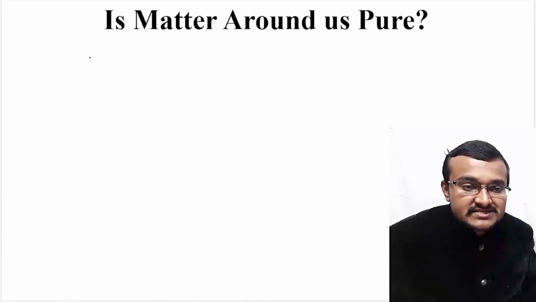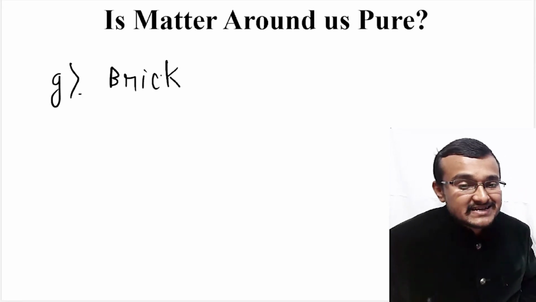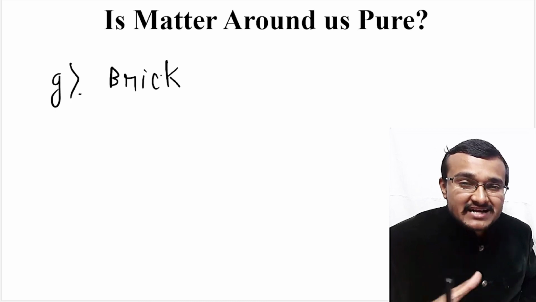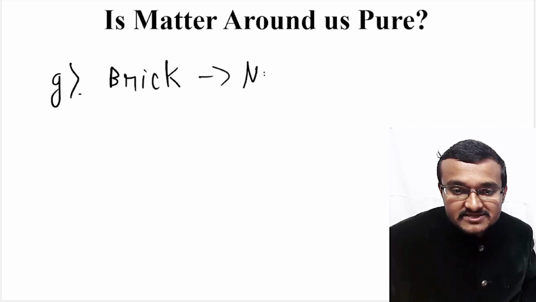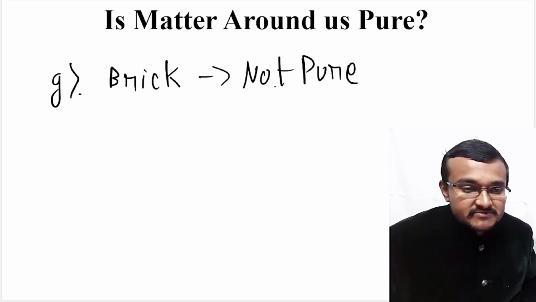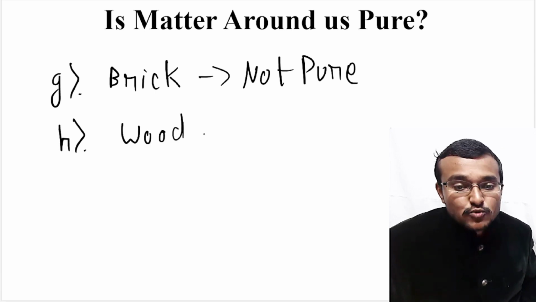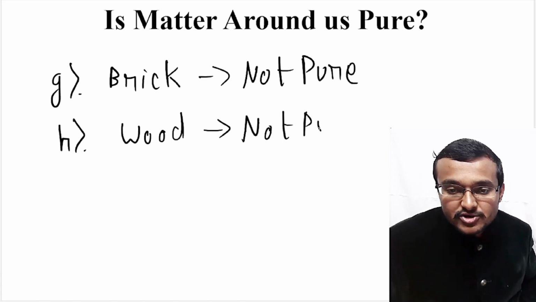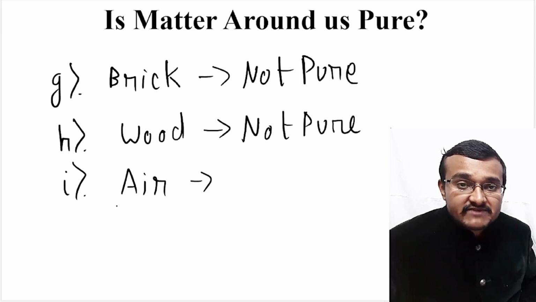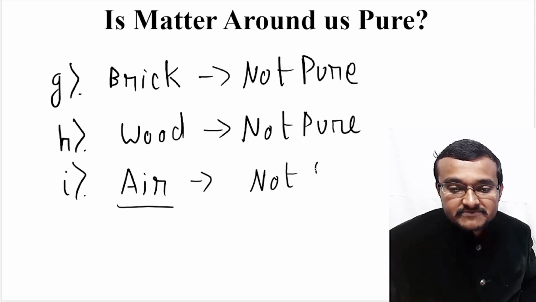Coming to the next substance in this seventh question, that is G substance, brick. Brick is manufactured by mixing many other materials. So brick is not a pure substance. The next substance is wood. Wood also contains a lot of other substances in it. So wood is also not a pure substance. The next substance is air. Air also contains a lot of chemical substances, a lot of gases. So air is also not a pure substance.